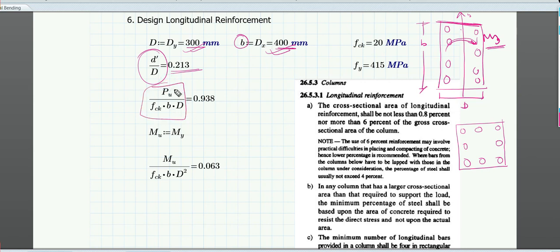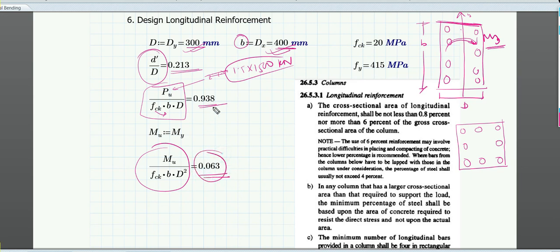Then you will find out Pu by fck bd square. Put the values, and the Pu is equal to 2.2 into 10 to the power, I think that means basically 1.5 times 1500 kilonewton. This is the Pu. fck, you know, is M20, and b and d values are already available, so you can find Pu by fck bd and Mu by fck bd square. Both values you can find out.